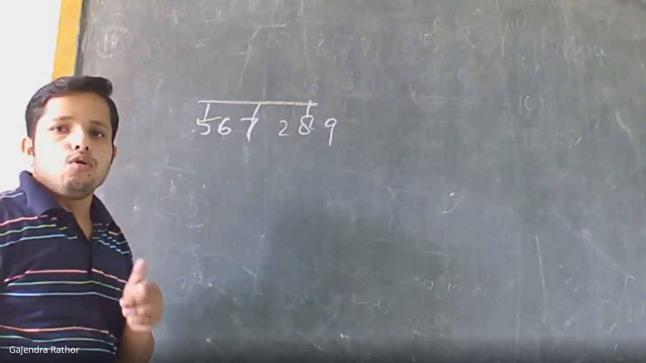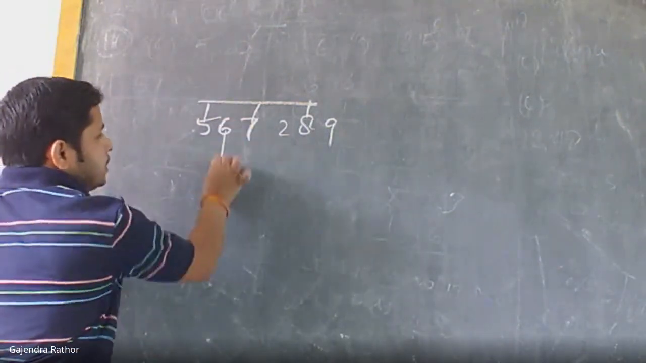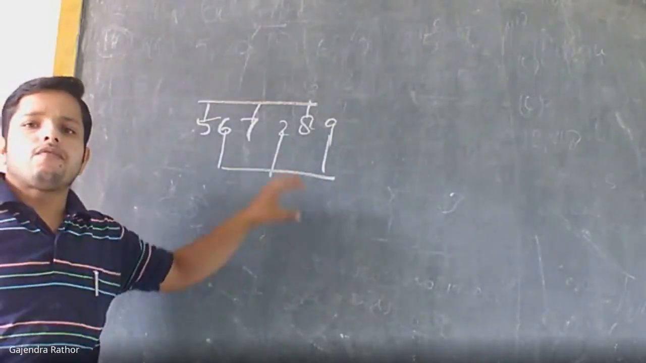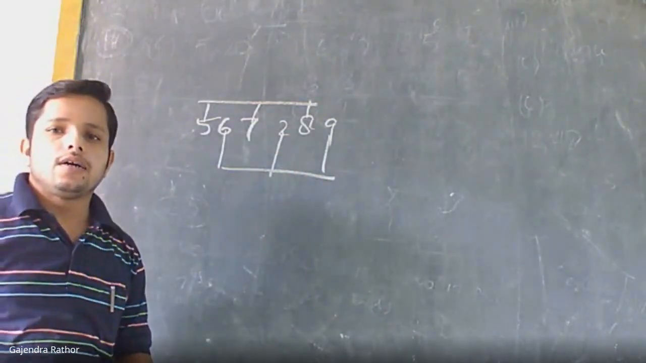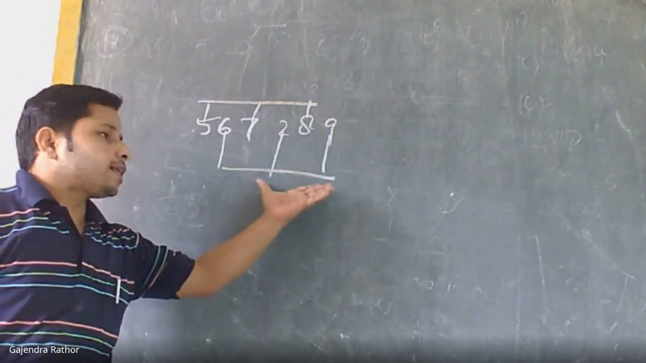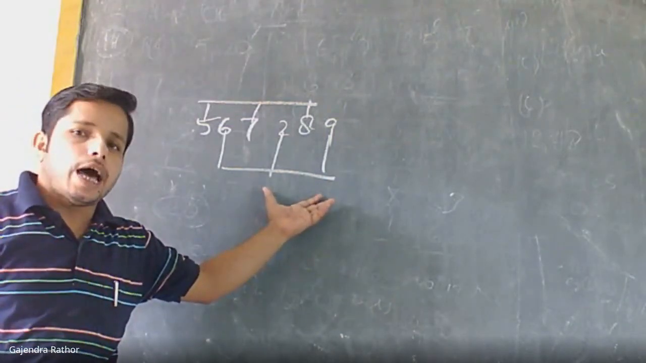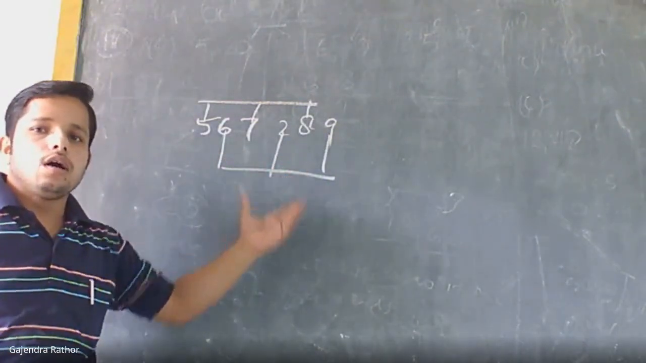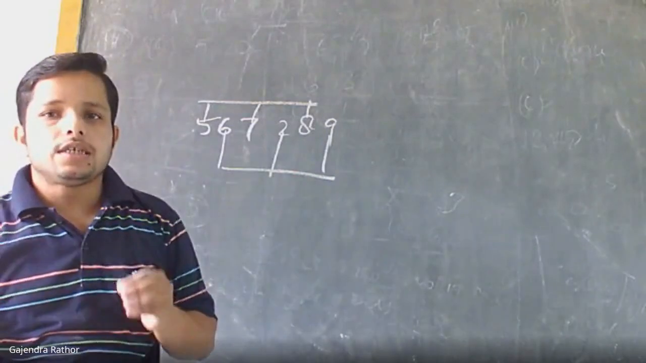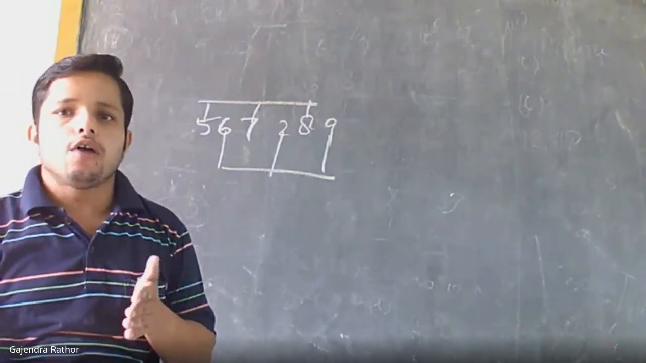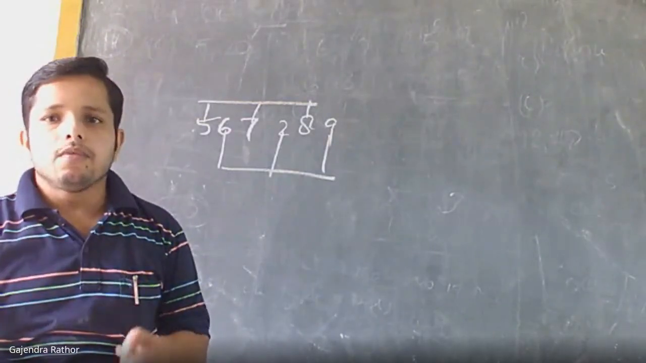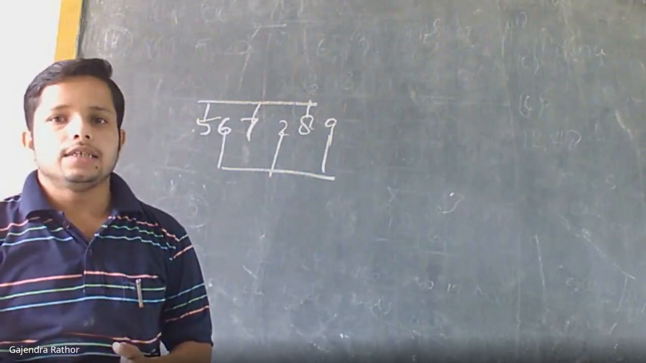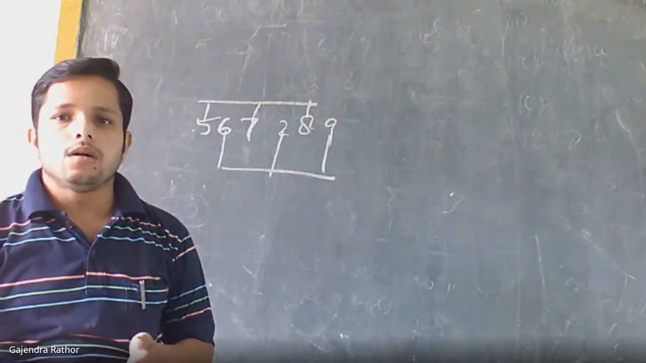Even places are 2, 4, 6. This is the second digit, this is the fourth digit, and this is the sixth digit. After finding the sums, we will find the difference. We will subtract the sum of the digits which lie on even places from the sum of the digits which lie on the odd places. If the difference is 0 or a multiple of 11, then the number will be divisible by 11. If it is any other difference, the number will not be divisible by 11.